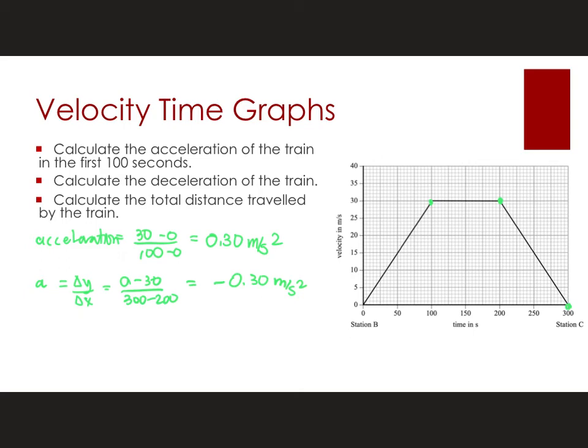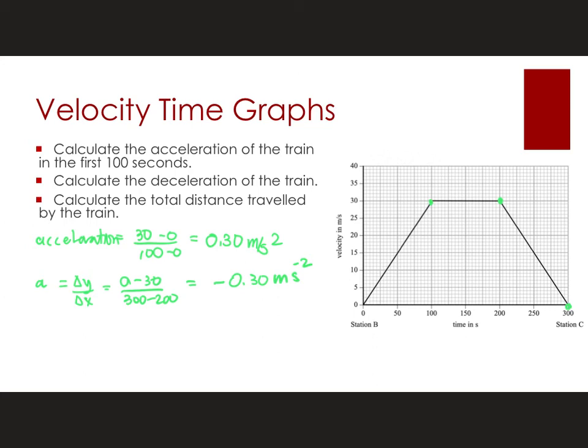Now, in this case, I get negative 0.3 meters per second squared. Actually, let's go fix this because the IB would prefer you to write it as meters s to the minus 2. Now, I said that deceleration isn't necessarily negative, but in this case it is because these are all positive velocities.